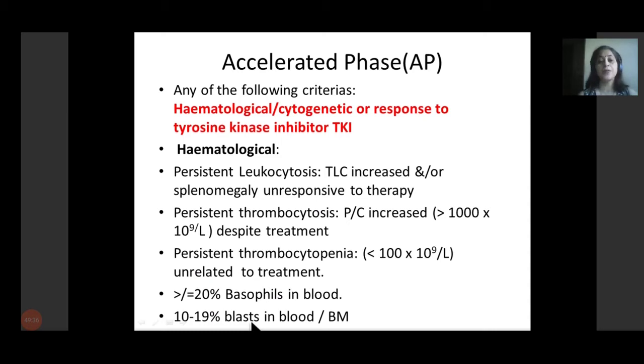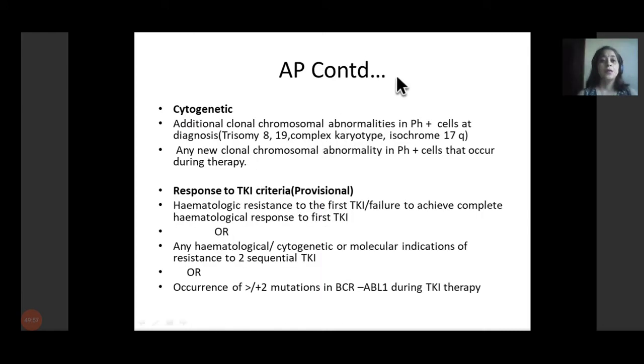They're very important because they're asked, and for your own understanding, as you mature from a third prof, a second prof, undergrad students, when you go to the wards and you become an intern, you'll be seeing these patients and you have to understand the basic pathology. So besides hematology, we have cytogenetic and responsive criteria. The responsive criteria are provisional as of now, but cytogenetics is important.